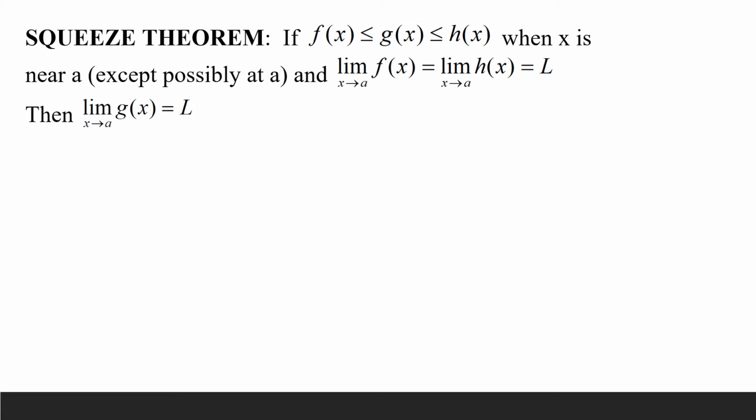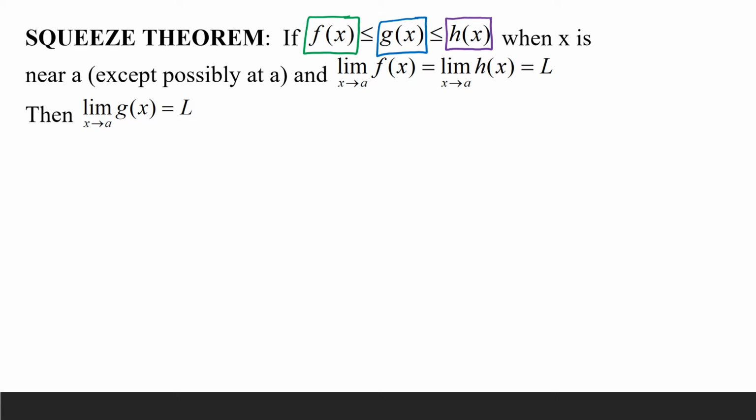So Squeeze Theorem is if f of x is less than or equal to g of x, which is less than or equal to h of x, where the f, g, and h are just arbitrary letters for the functions that we're using. So we could have used a, b, c in this theorem if we wanted to.